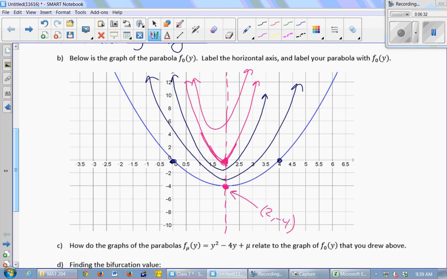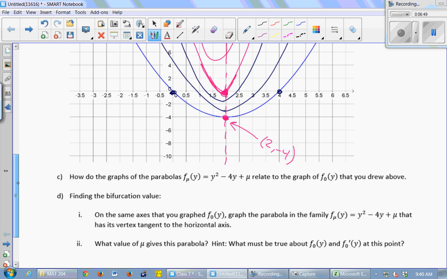I know the equation of that parabola, so I can find its vertex. It's at (2, -4). How much do I have to move that up to land right on the x-axis? 4. So I need a vertical shift of 4. That's the μ value where things fundamentally change: μ = 4.